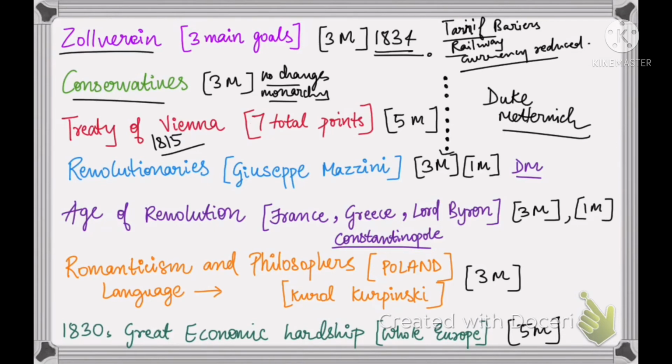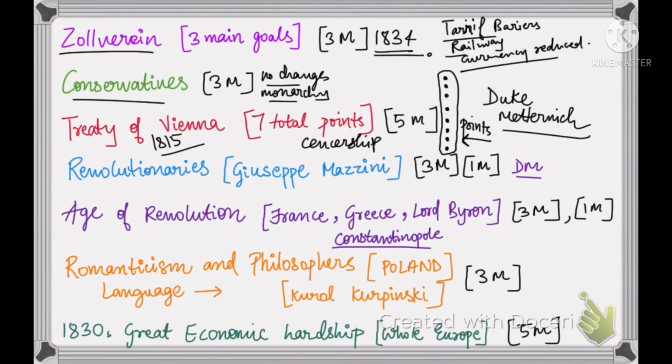So they brought the return of the same autocracy against which people were fighting. They didn't want this, but these conservatives, after the Treaty of Vienna, brought all the things back and they did not tolerate any type of criticism and they imposed censorship. And now we learn about the revolutionaries.